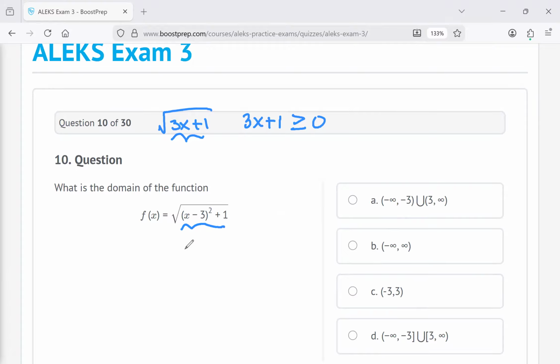It's a square, it's a quadratic, right? And what is the domain of a quadratic? It's all real numbers. So even though this is a square root, it's still quadratic, so the domain is all real numbers. Letter B.